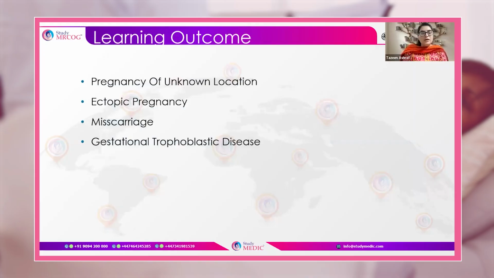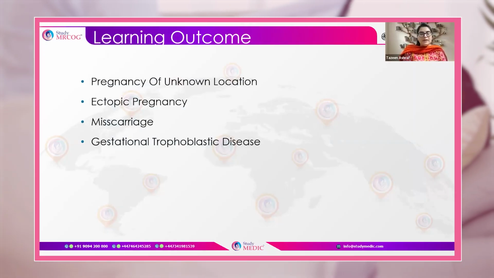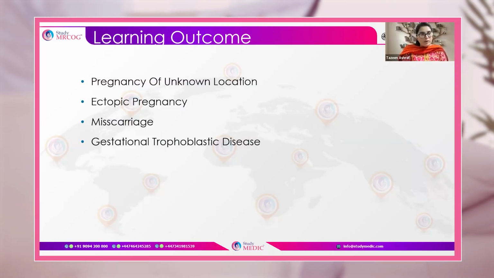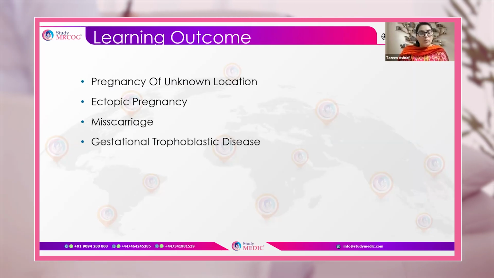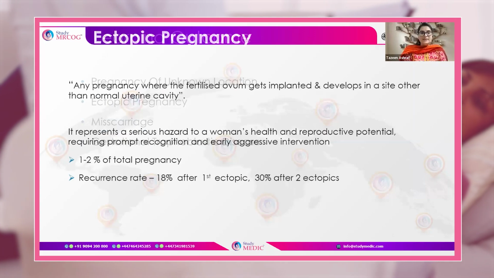What we are going to cover in this short session of the RRR series is how to manage pregnancy of unknown location. What about ectopic pregnancy? What are the various types of miscarriages and what can be the management? And the important aspects of gestational trophoblastic disease.